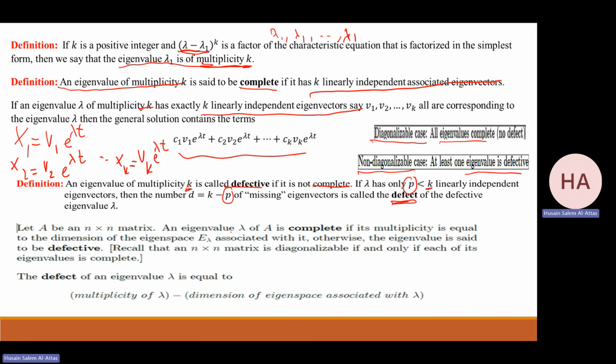So an eigenvalue is complete if the dimension of the eigenspace is equal to k, the multiplicity, which is the number of linear independent eigenvectors. Otherwise, we call it defective. The defect, as I said, this is the formula: multiplicity of lambda minus the dimension of the eigenspace related with lambda. This is what they call the defect of an eigenvalue lambda.